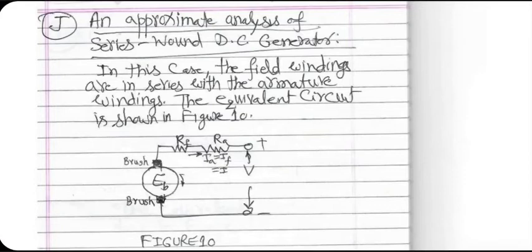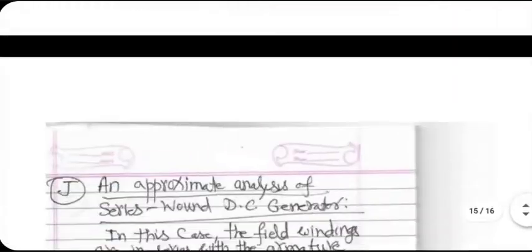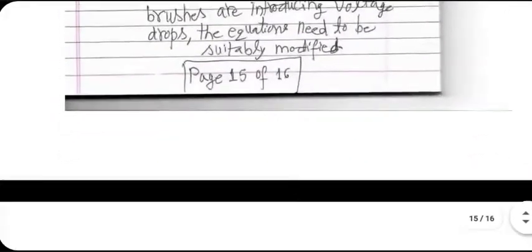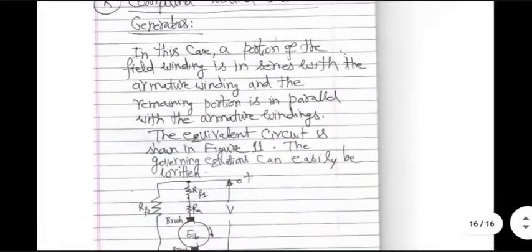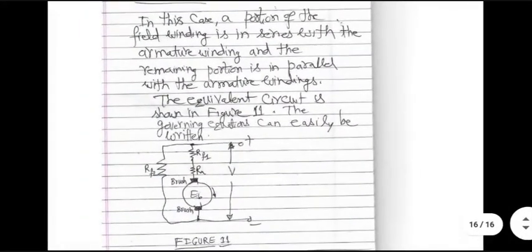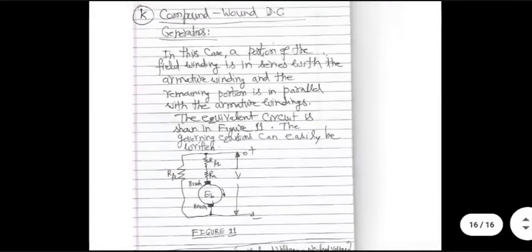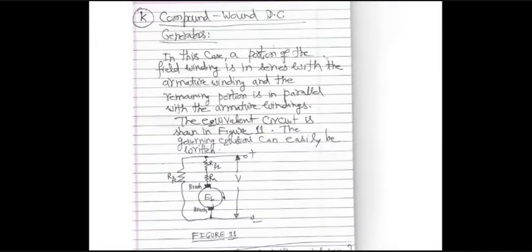Okay. And the third case is a combination of shunt and series case. That means part of the field winding is in series with the armature winding and the remaining part is in parallel. There are equations here, but I'm not giving them to you in detail. Based on what is given to you, you better use the basic circuit theory to come up with the answers.